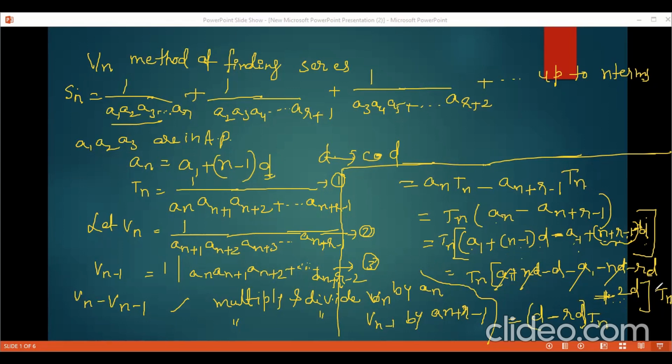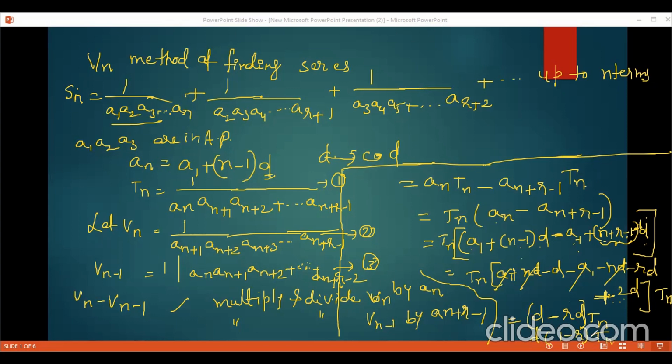D minus rd into Tn. So how do we write this? Can I take d as common? d into (1 minus r) into Tn. Okay, this finally we are getting, right?